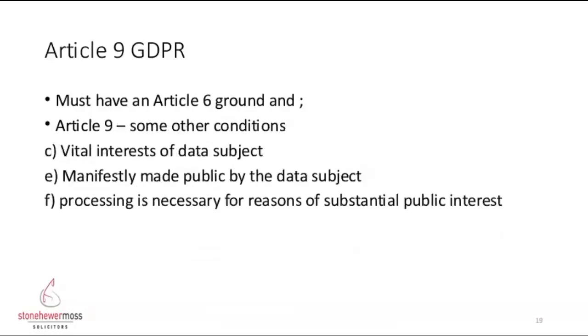Vital interest is mirrored in Article 9 as in Article 6, so life and death situations. Manifestly made public, if it's just been put out there by the data subject, then you can continue to do so. There's no point in you keeping it a secret if it's already out there. And if it's for substantial public interest, and that might apply to continuing to hold special personal data on your files after the case is finished in cases of, for example, an inspection from the SRA.